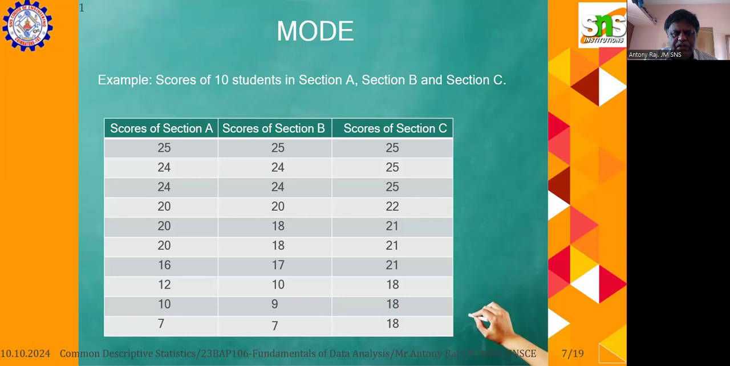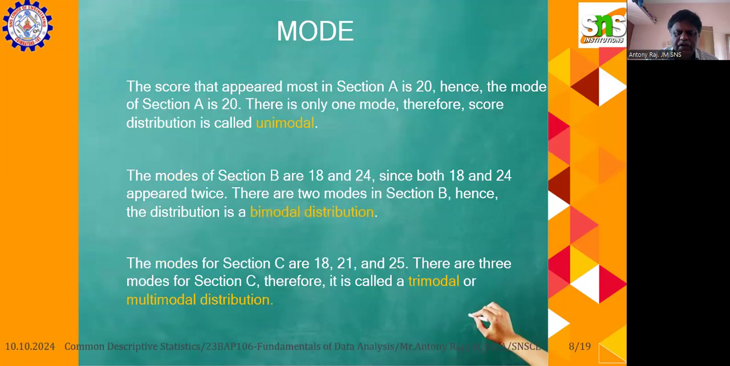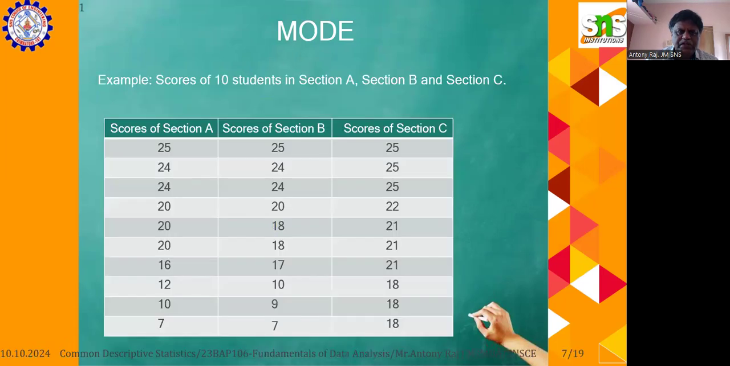Now, let us understand this with very simple data, which is the scores of various students in section A, section B, and section C. First, in section A, 20 is the value occurring most often. There is only one mode in this, and therefore the distribution is called unimodal. Only one value is occurring repeatedly, so there is only one modal value, 20.